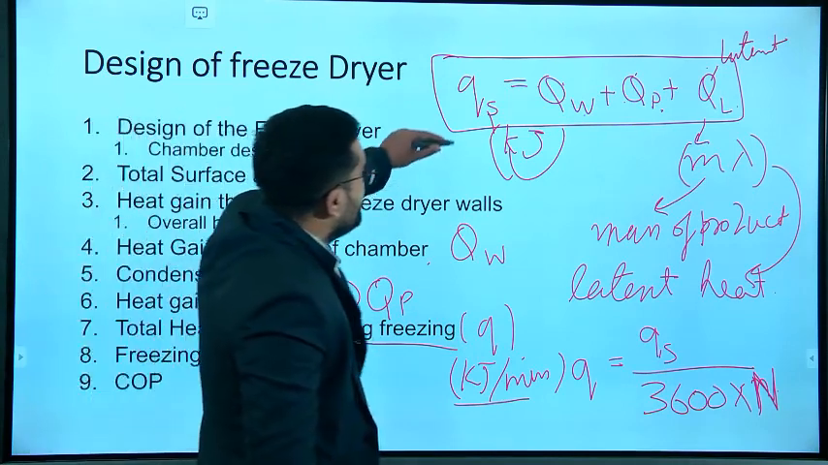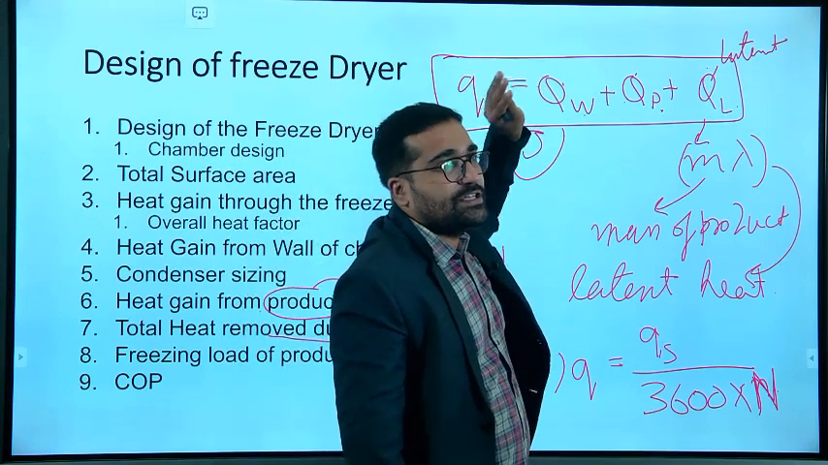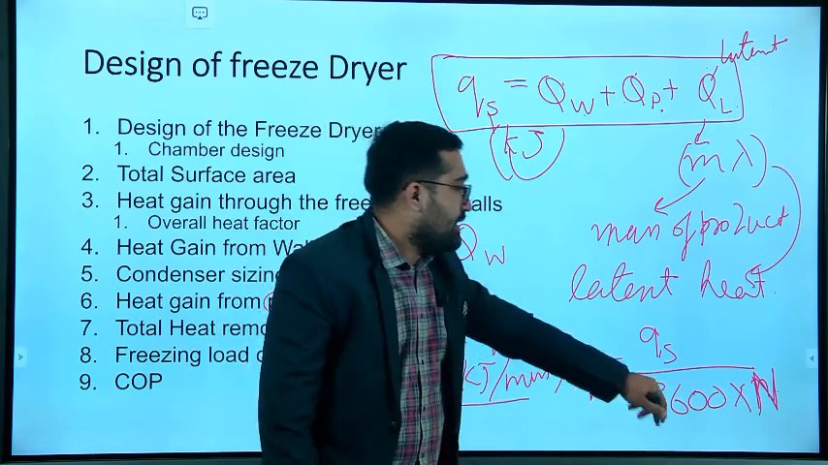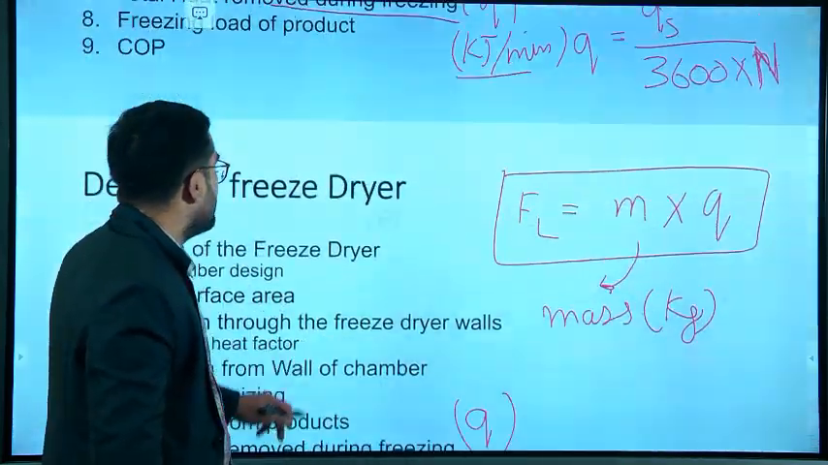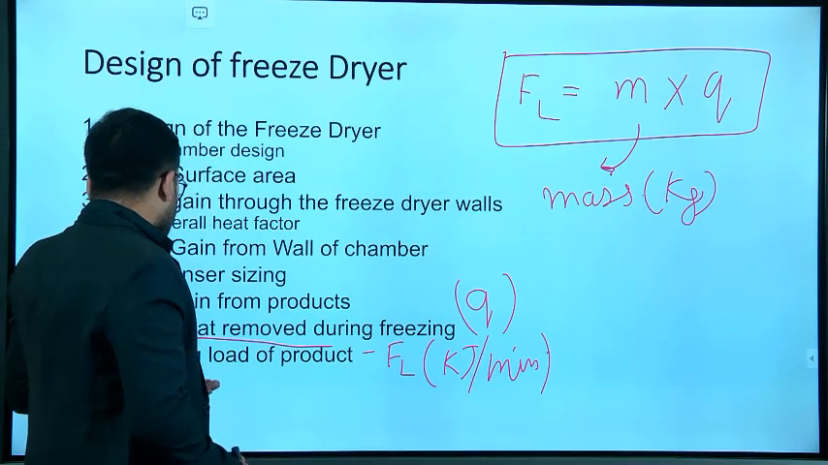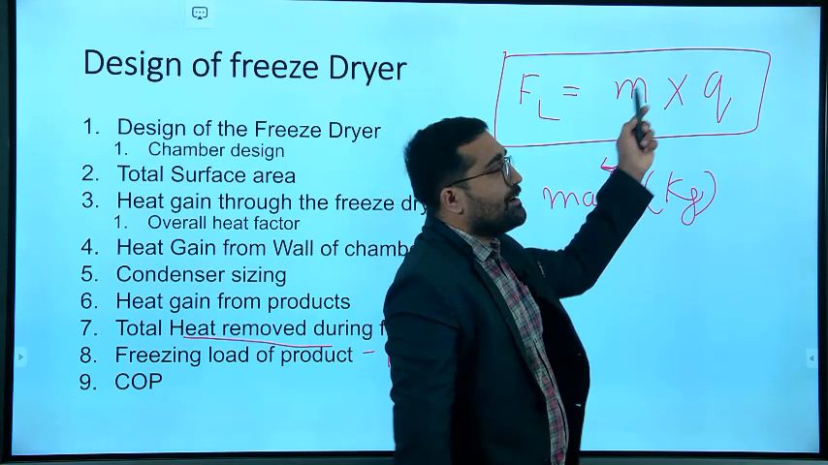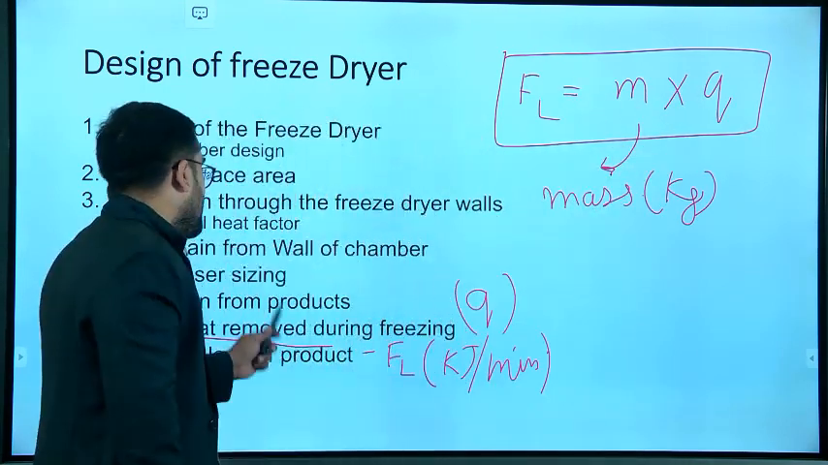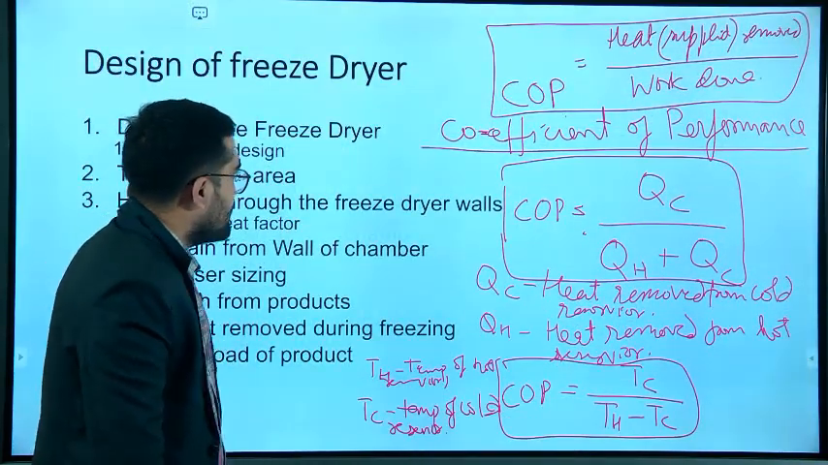So for total heat removed from the freeze dryer, we need the total heat which is generated during the operation, and that heat we find in terms of kilojoule per minute. That is the total heat removed from the freeze dryer. And then the freeze drying load. What should be the load of the freeze dryer? That is M into Q, where Q is the freeze dryer heat removed during freezing. Then lastly, we find out the COP.